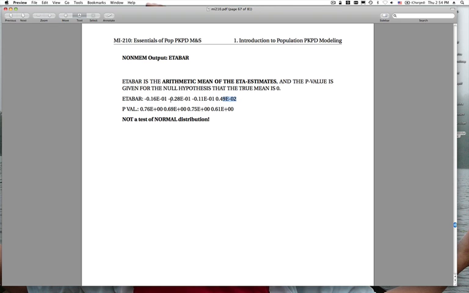It's difficult from looking at these to tell if they're different from 0. They're small numbers. They're close to 0. But are they really different from 0? And that's where this p-value comes in. The p-value is for the test given the null hypothesis that the true mean is 0. If this p-value is significant, it might indicate that the etas are significantly skewed from 0 or not centered at 0, and that's a violation of one of our assumptions. This is not a test of a normal distribution, however. It's just a test that the random effects are centered at 0.